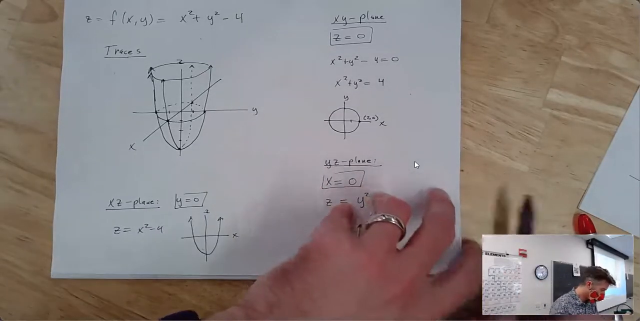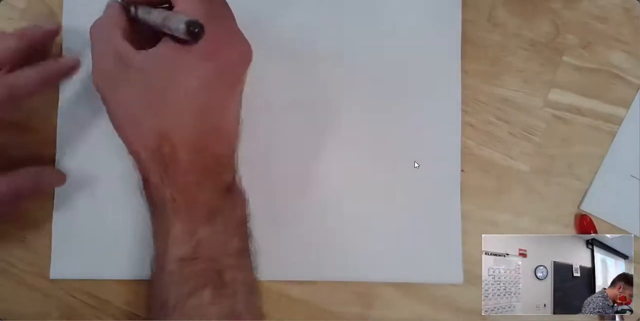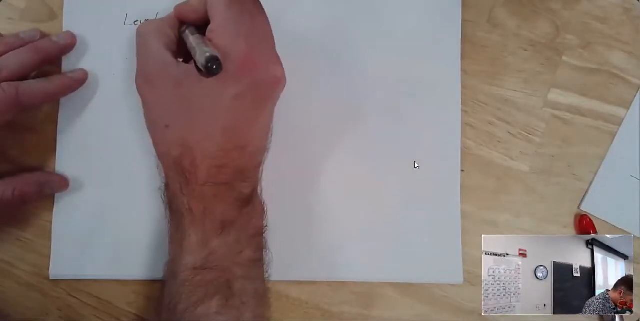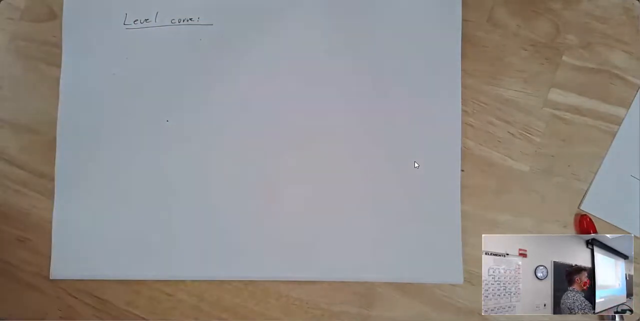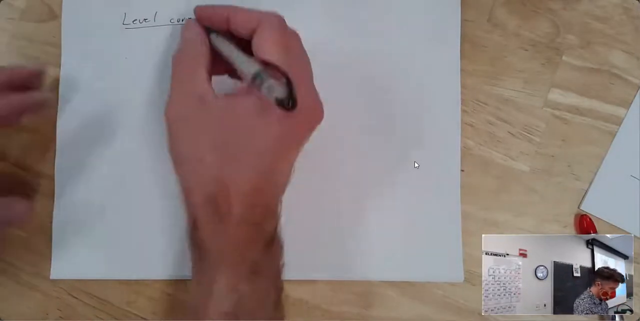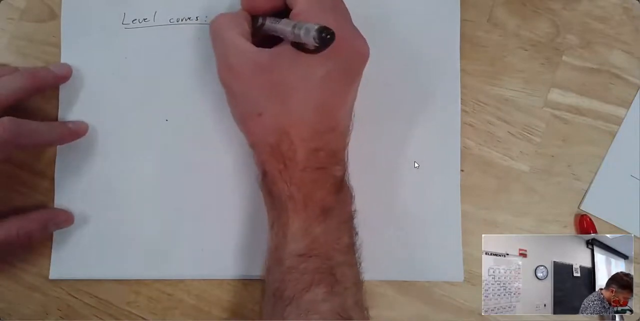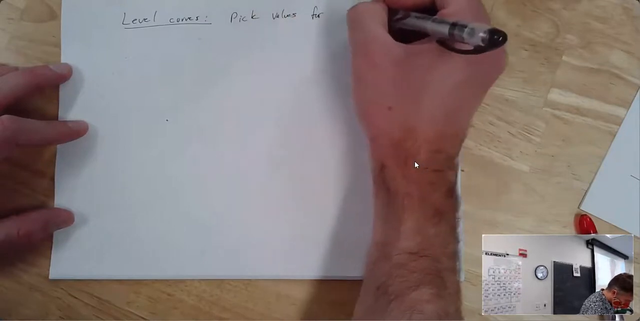So the thing I really want to talk about was the level curves here. What's a level curve? A level curve is just what's happening in the plane that's parallel to the XY plane for some Z value. So for level curves, first of all, we have to pick values for Z that are in the range.